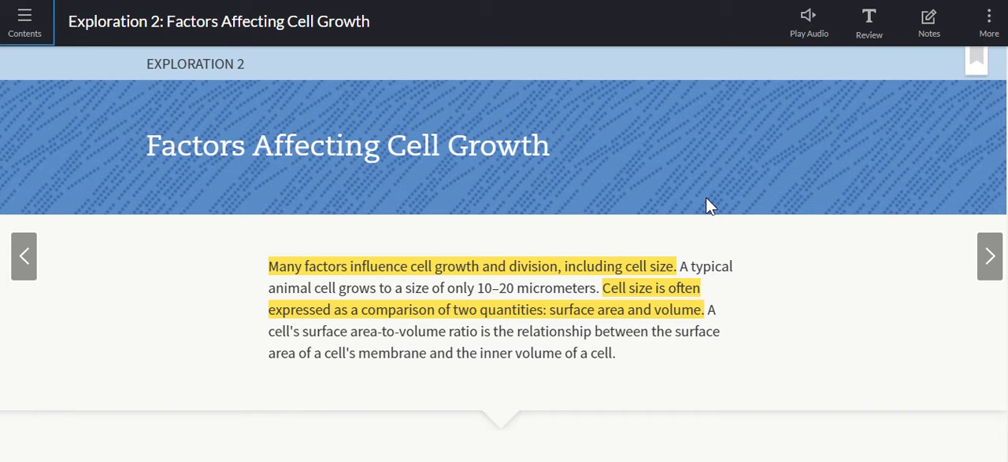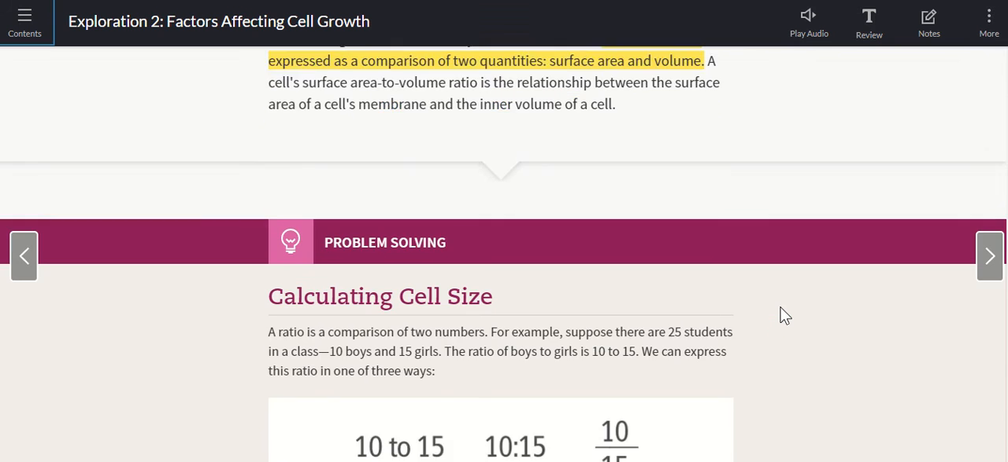Now, there's a couple of things that influence how big a cell is going to grow, but the overall size of the cell is ultimately what's going to determine when it is time to divide. Now, when we talk about a cell's size, we usually use two quantities, surface area and volume. And it's important to understand the relationship between these two, because as a cell grows, the ratio of surface area to volume changes. And as that changes, it becomes more and more challenging for a cell to acquire what it needs.